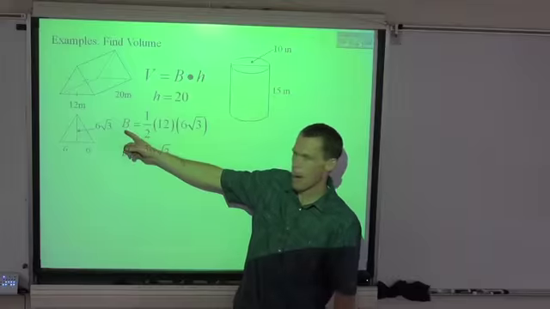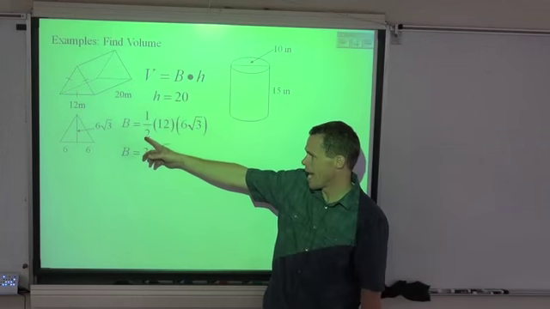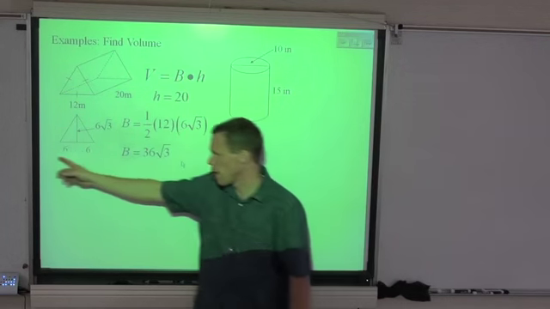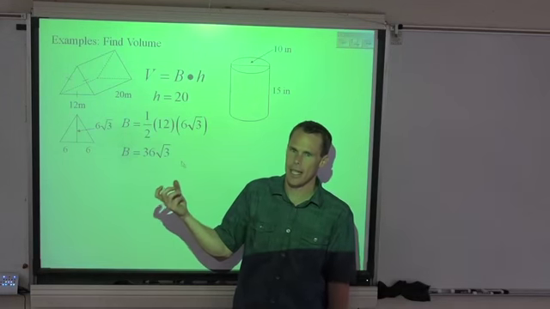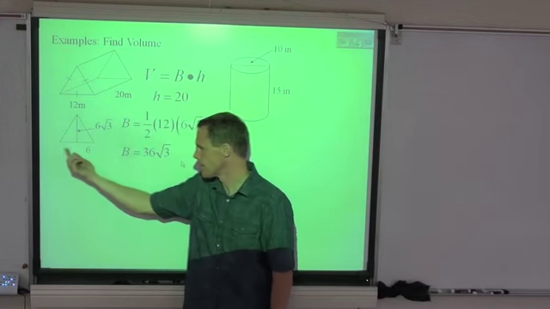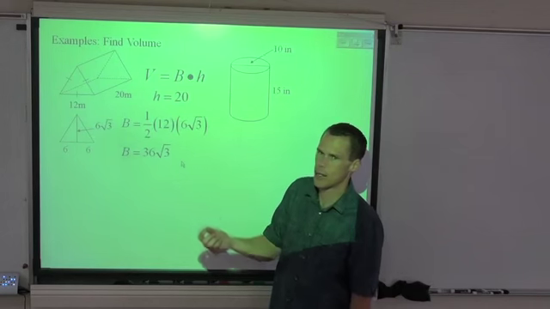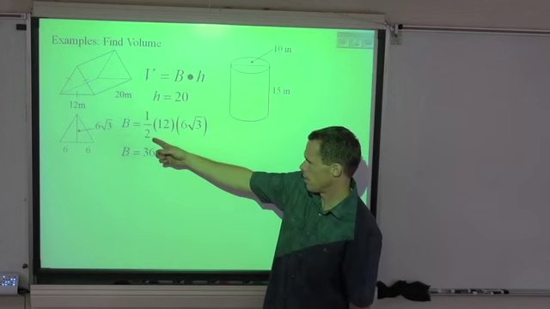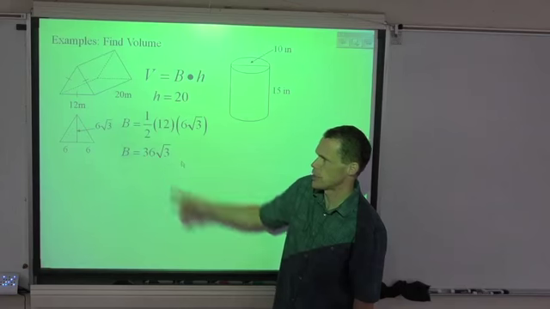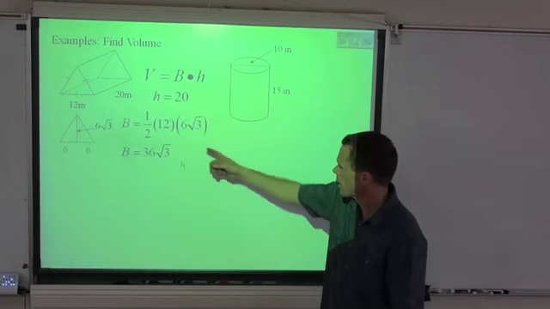So my capital B is 1/2 base, which is 12. A lot of you are still missing this. The base is not 6, it's 12. Times the height of the triangle, 6 rad 3. This becomes 6 times 6, which is 36 rad 3.